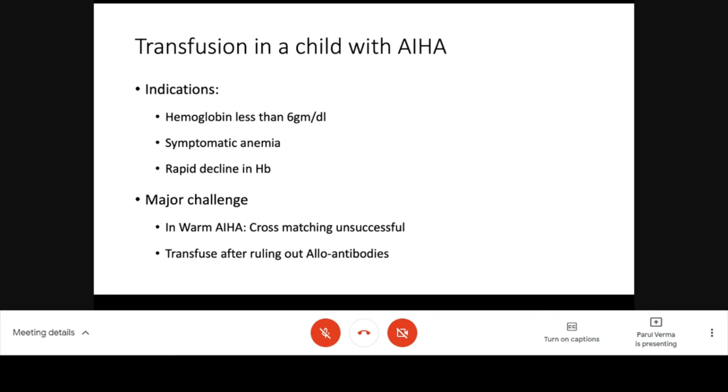So whenever we go to cross-match, the blood bank would be unable to find a matched unit for these children. So cross-matching is unsuccessful. So what should we do? The strategy which is again followed worldwide is to transfuse after ruling out alloantibodies. Because autoantibodies are already there, we only have to rule out alloantibodies. So now, what are alloantibodies?